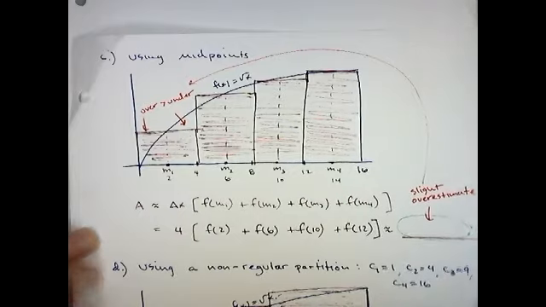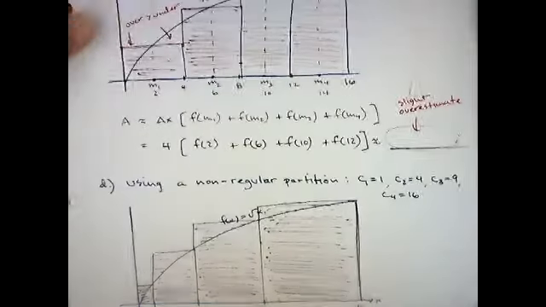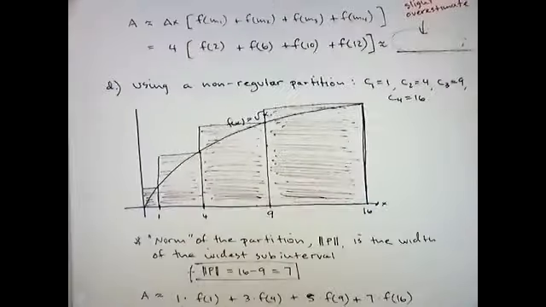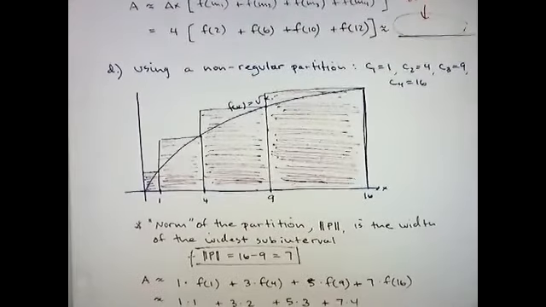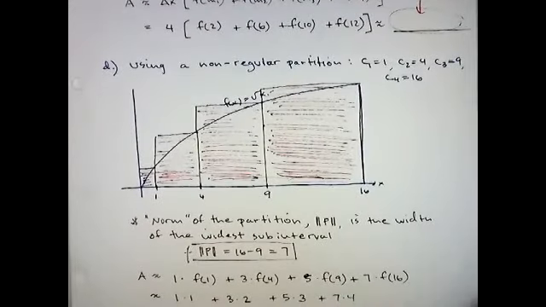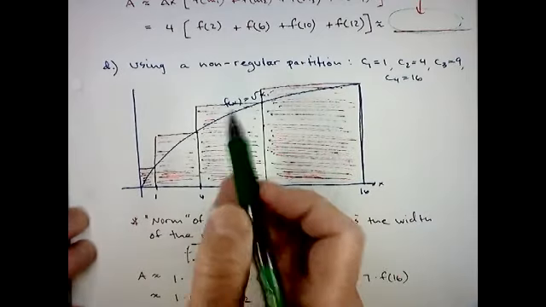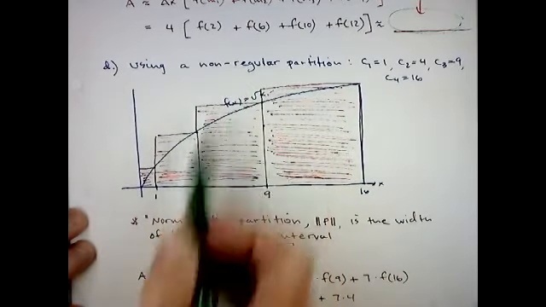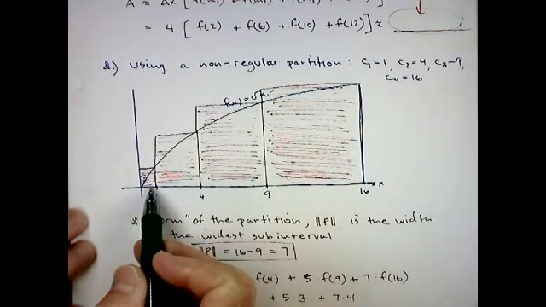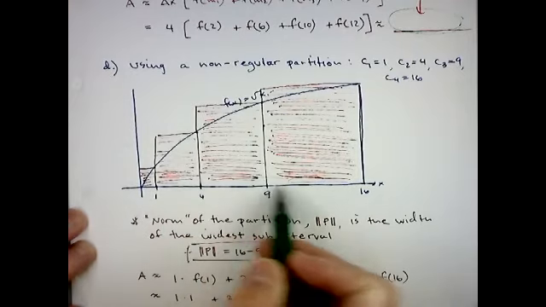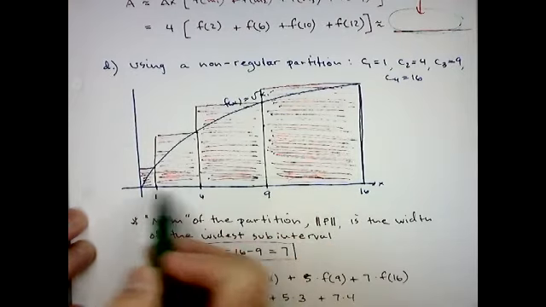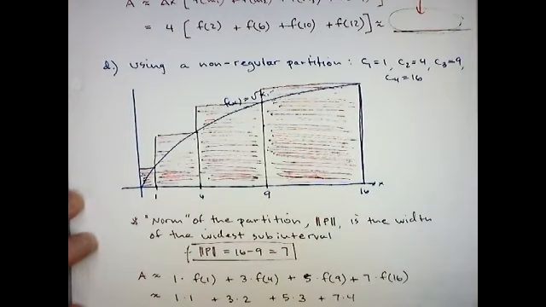Yet another option, just to show you have lots of different options when you're estimating area, is we could use a non-regular partition. What a non-regular partition is, is that the widths of each of these rectangles are not equal to each other, right? They're not the same. Now, why would you do that?